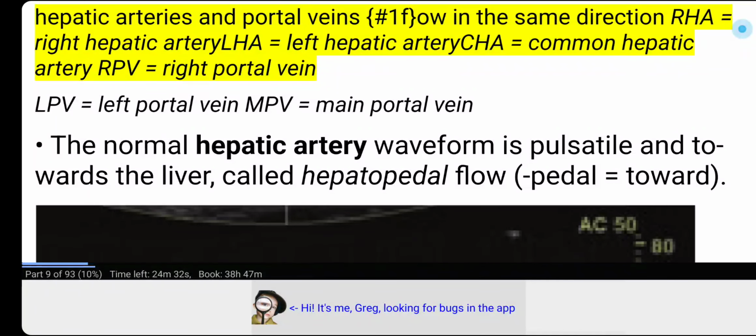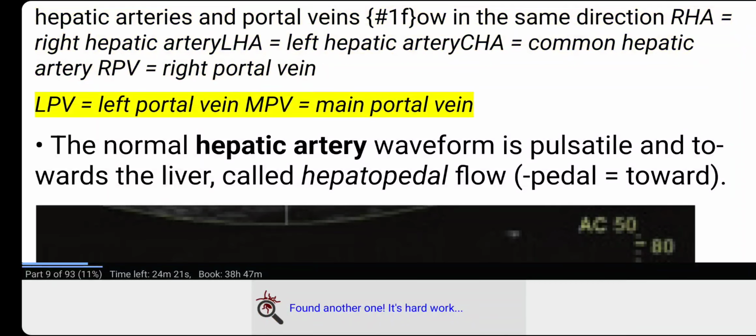Hepatic arteries and portal veins. Number 1, flow in the same direction. RHA equals right hepatic artery. LHA equals left hepatic artery. CHA equals common hepatic artery. RPV equals right portal vein. LPV equals left portal vein. MPV equals main portal vein.